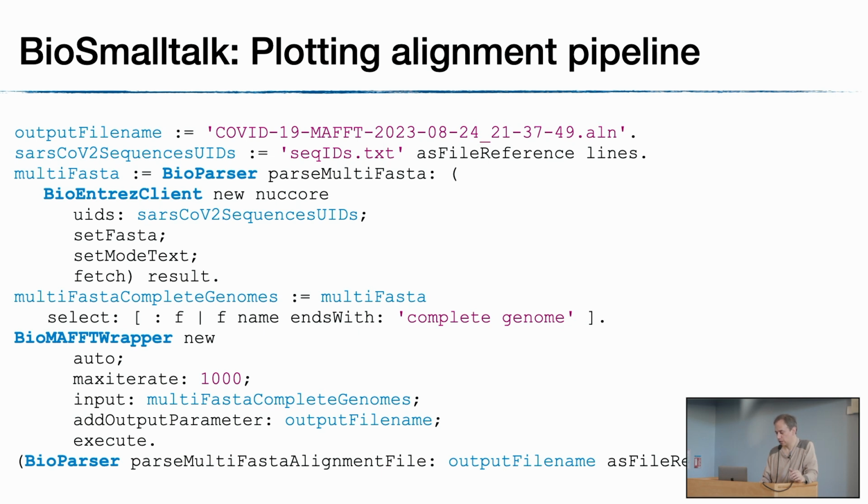And we could implement much more complex pipelines. For example, for retrieving all the sequences for COVID, we could just use the identifiers. By now there are 8 million identifiers of sequences of the COVID genome, and we could align them and parse them in just a few lines of code.